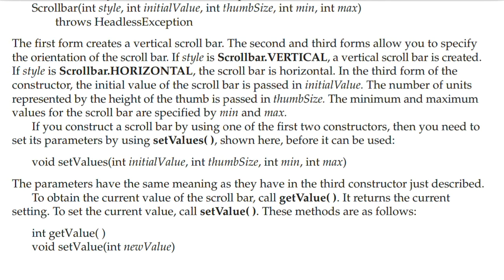The first form creates a vertical scroll bar. The second and third forms allow you to specify the orientation of the scroll bar. If style is Scrollbar.VERTICAL, a vertical scroll bar is created. If style is Scrollbar.HORIZONTAL, the scroll bar is horizontal.